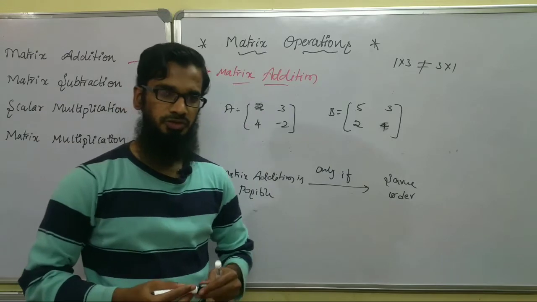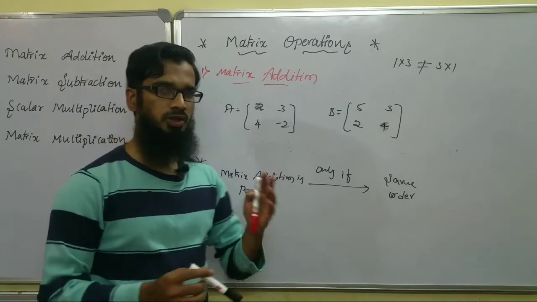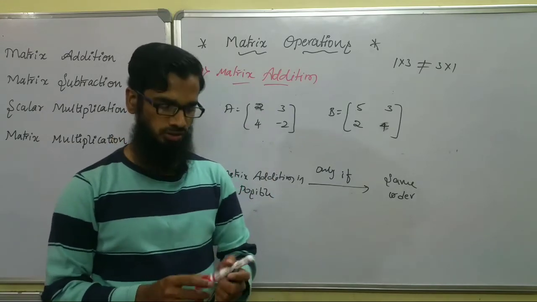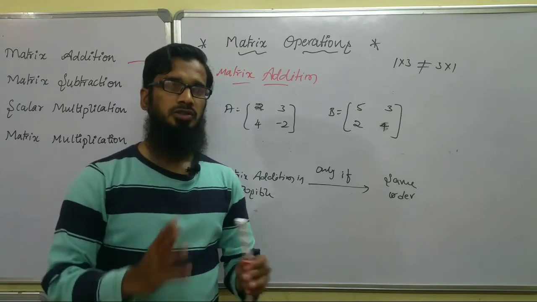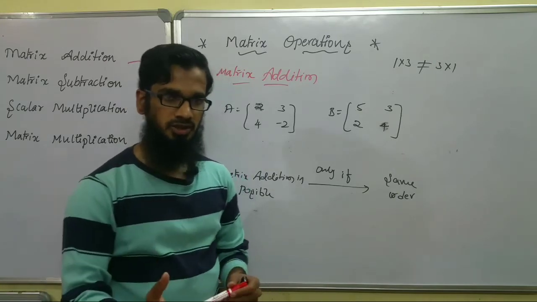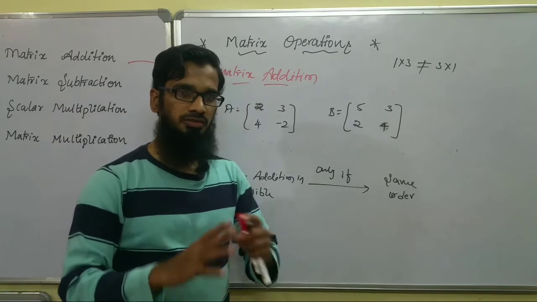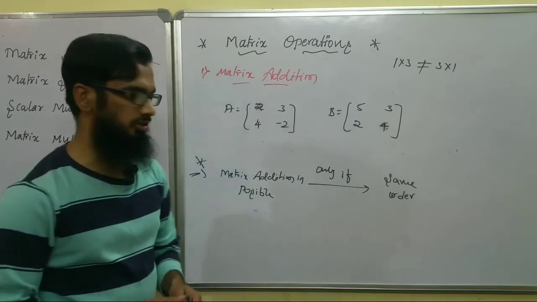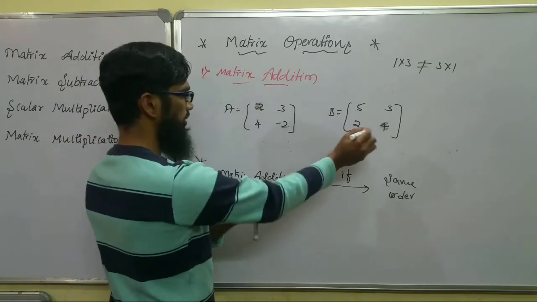Now the very first step is what? I need to find out the order of matrix A and the order of matrix B. If the orders of matrix A and matrix B are the same, then we can add the matrices. Now let us go for the order of the matrix here.